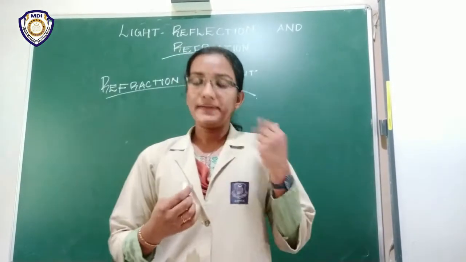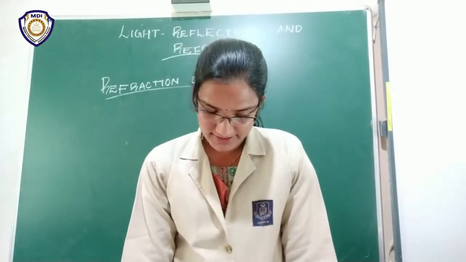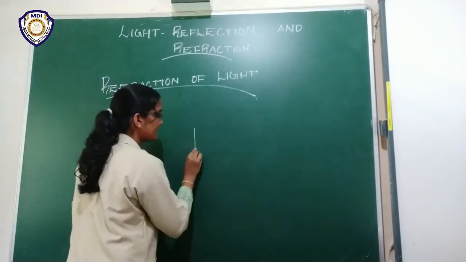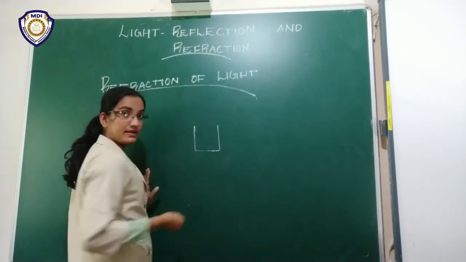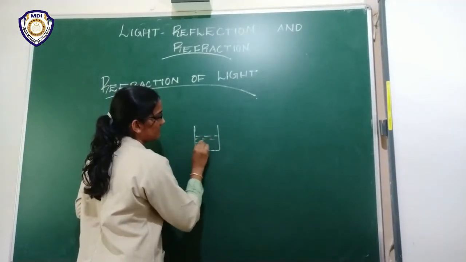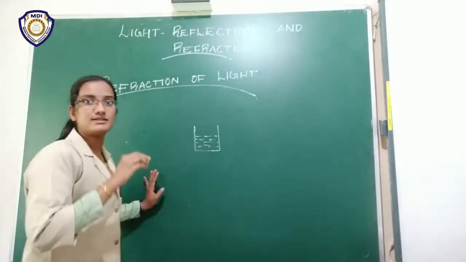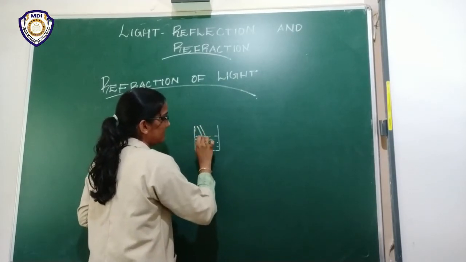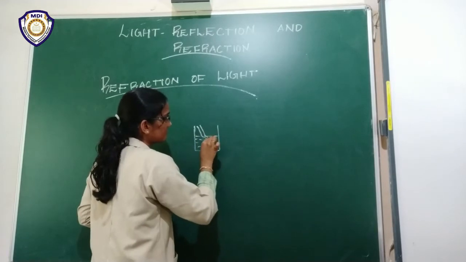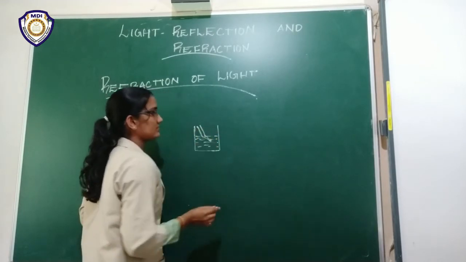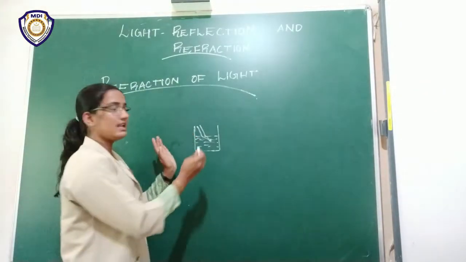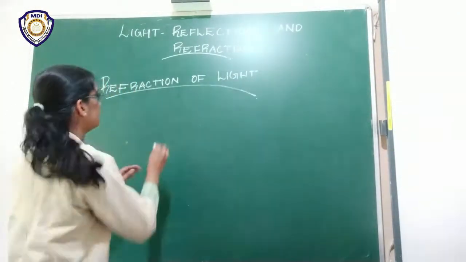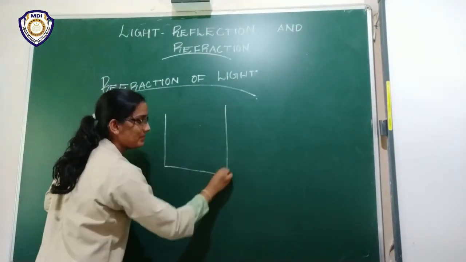Another example. A pencil is partially immersed in water. We take a glass tumbler. Water is there. We immerse a pencil in this tumbler. We can see the pencil looks like this. Can you see this? No? Okay, I will draw a big picture for you.